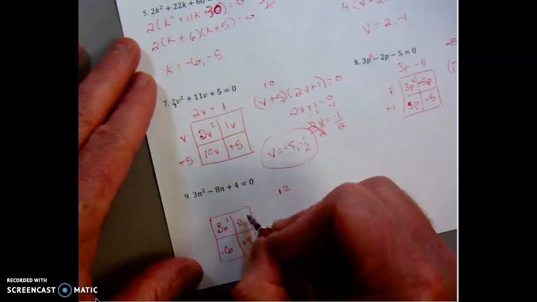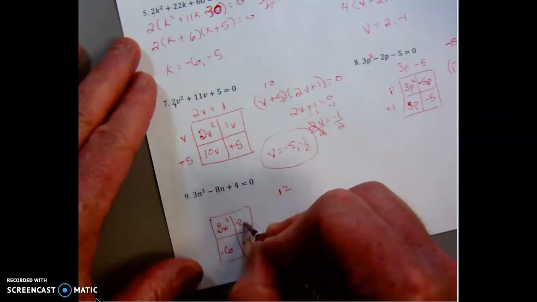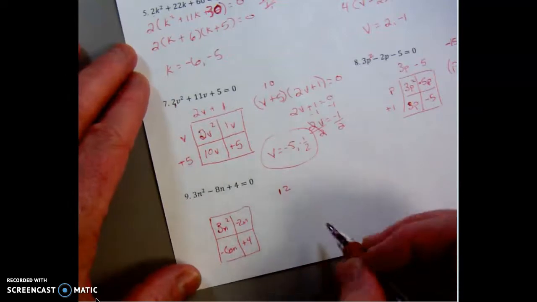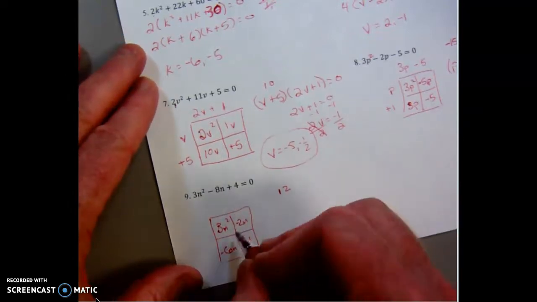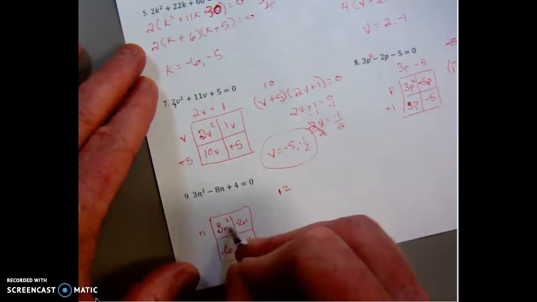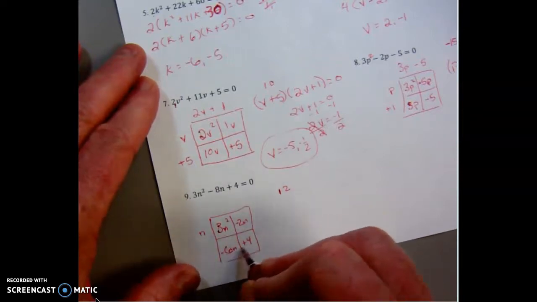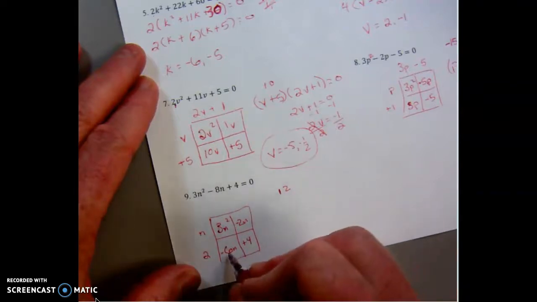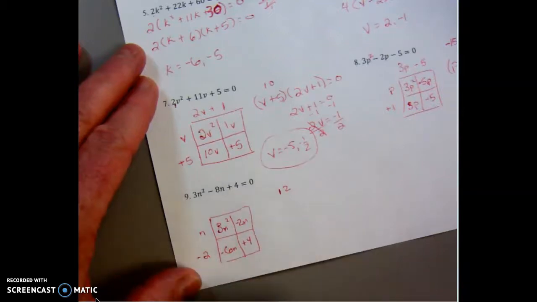So I'm going to put my n's on there. That diagonal is always going to have your variable with it. Now I just factor sideways. On the first row, I can take out an n. The bottom row, I can take out a 2. And since this is a negative, I'm going to take out a negative 2.